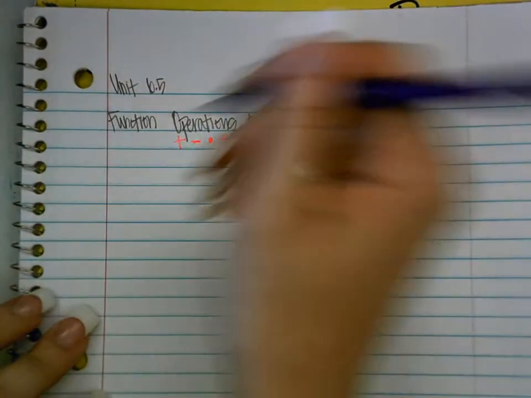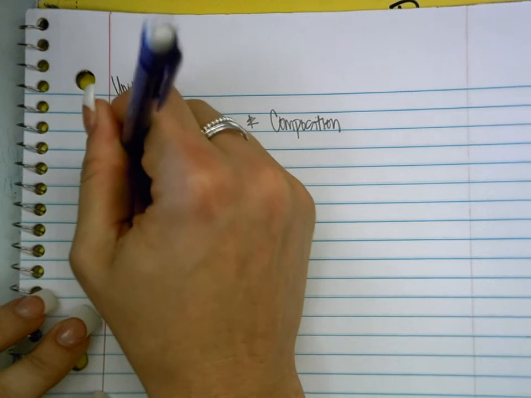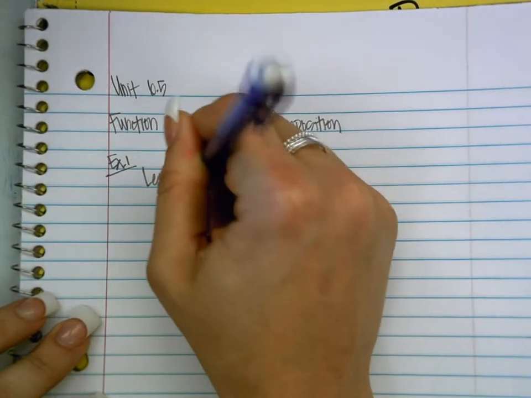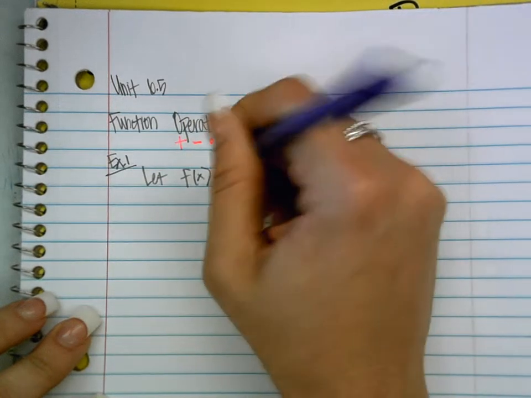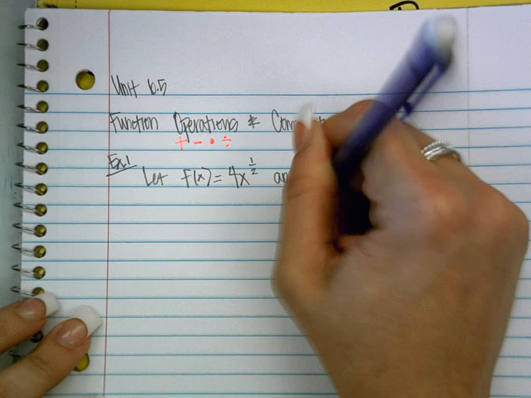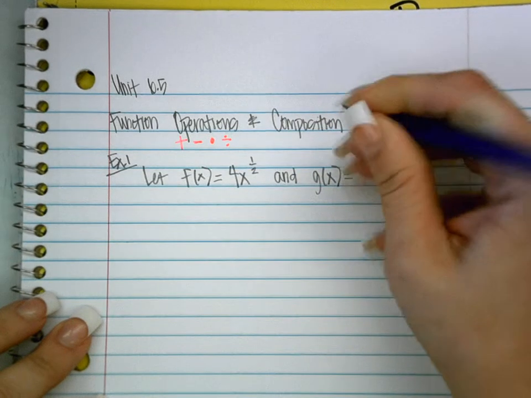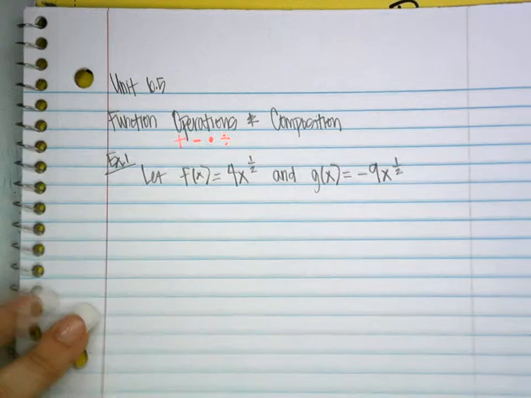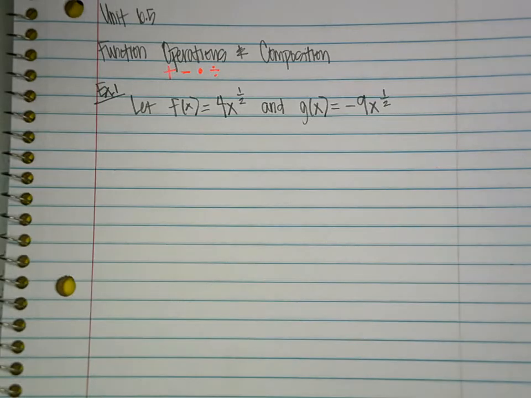So for example number 1, I want you to let f of x equal 4x to the 1/2 and g of x equal negative 9x to the 1/2.